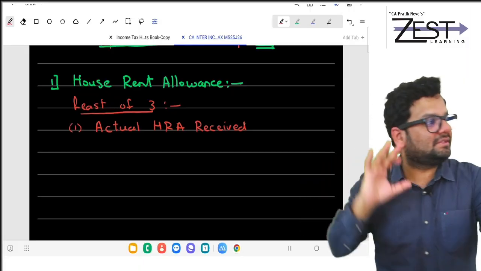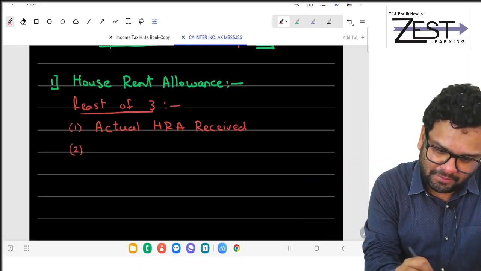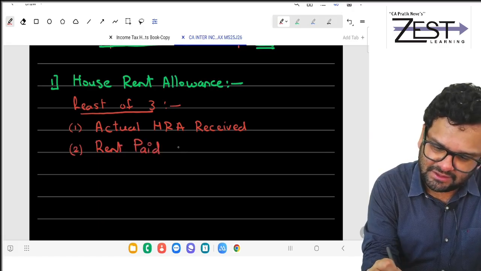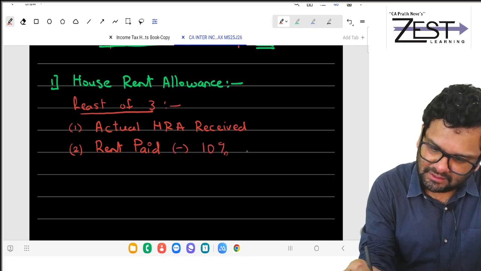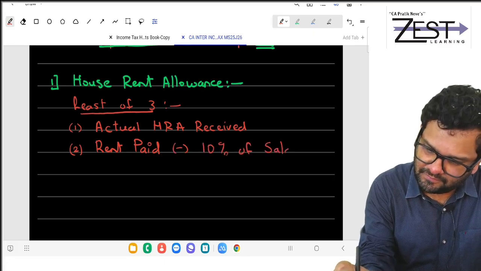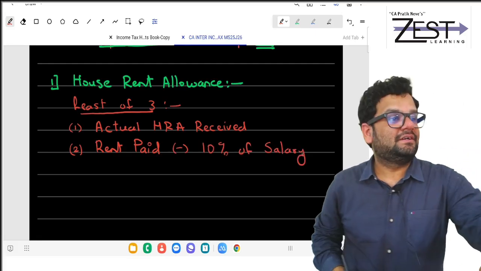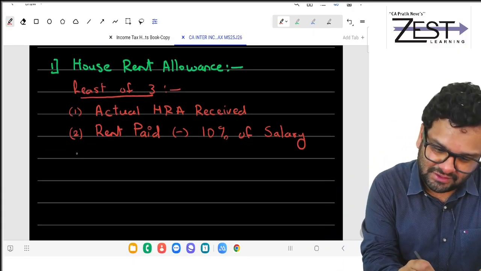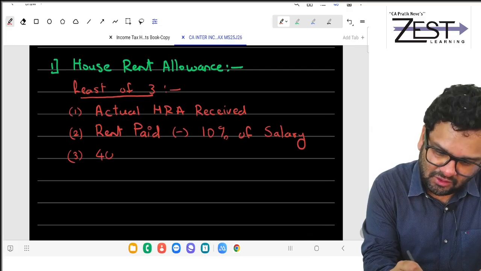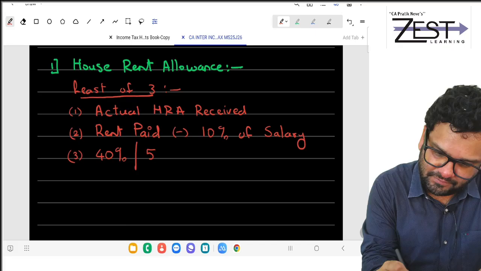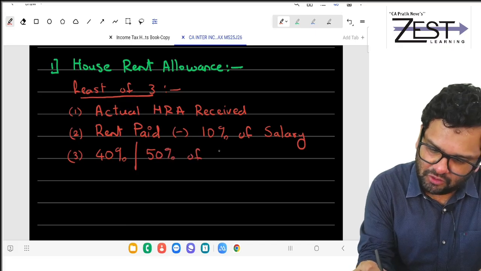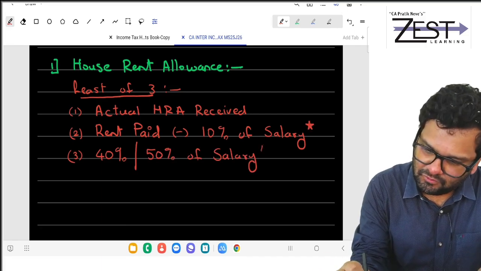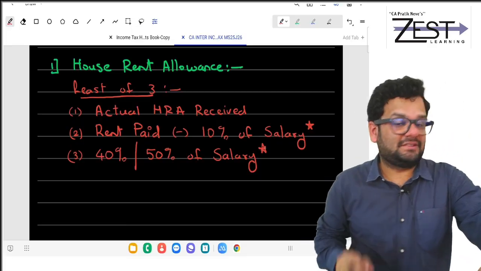What is the first one? Actual house rent allowance received. Second would be rent paid minus 10% of salary. This formula is fixed. Rent paid minus 10% of salary. And third is 40% or 50% of salary. 40% or 50% of salary.